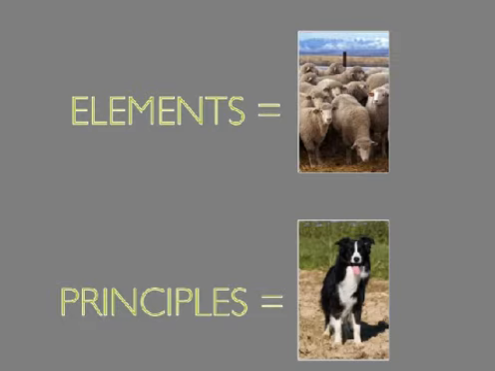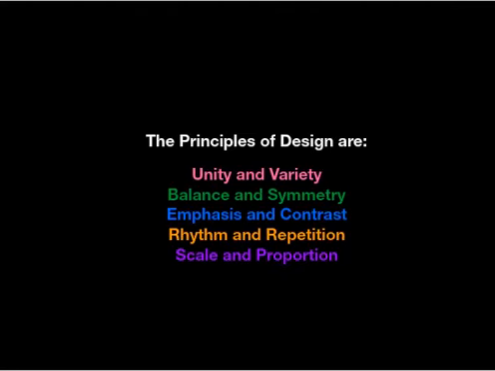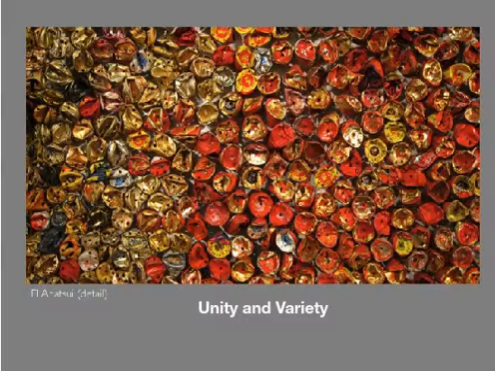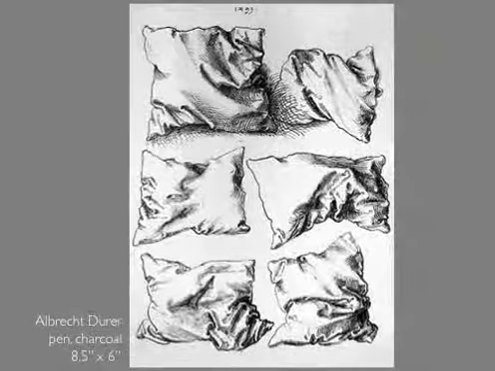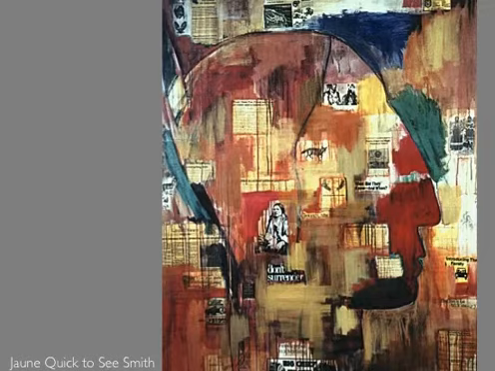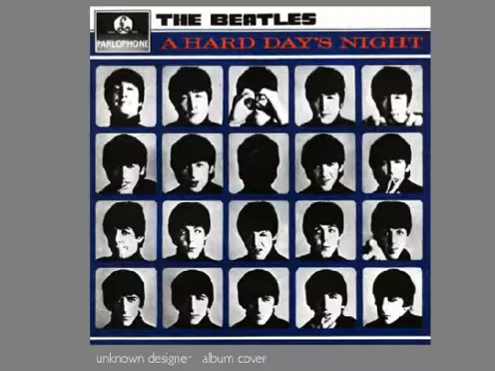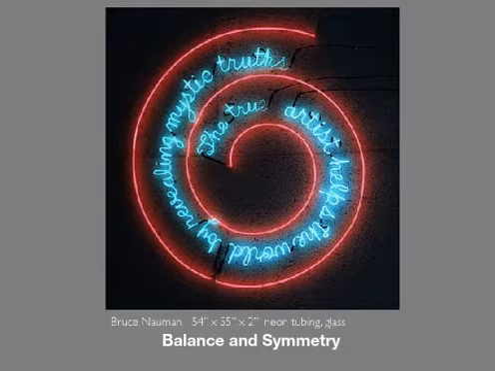The principles of design are unity and variety, balance and symmetry, emphasis and contrast, rhythm and repetition, and scale and proportion. Unity and variety is the oneness or wholeness in a design where all the parts work together to create a cohesive whole. Unity and variety work together. Without unity, there would be chaos, and without variety, unity would be boring.